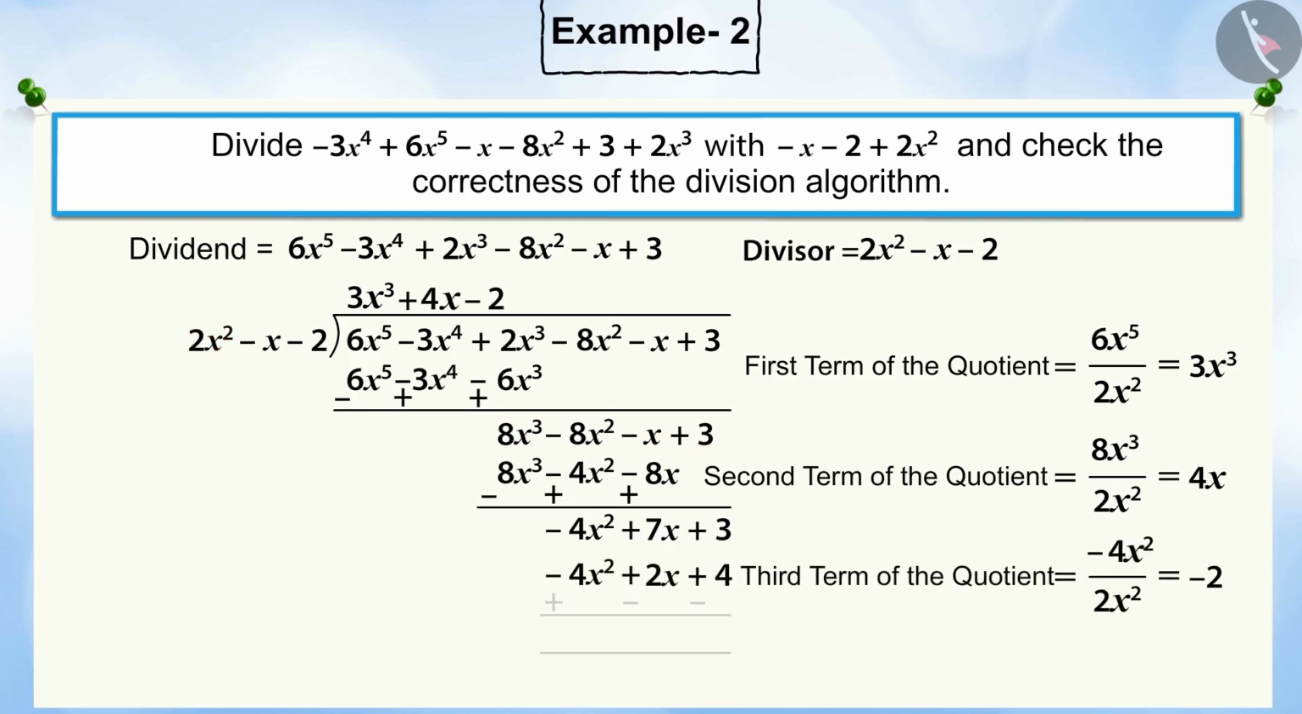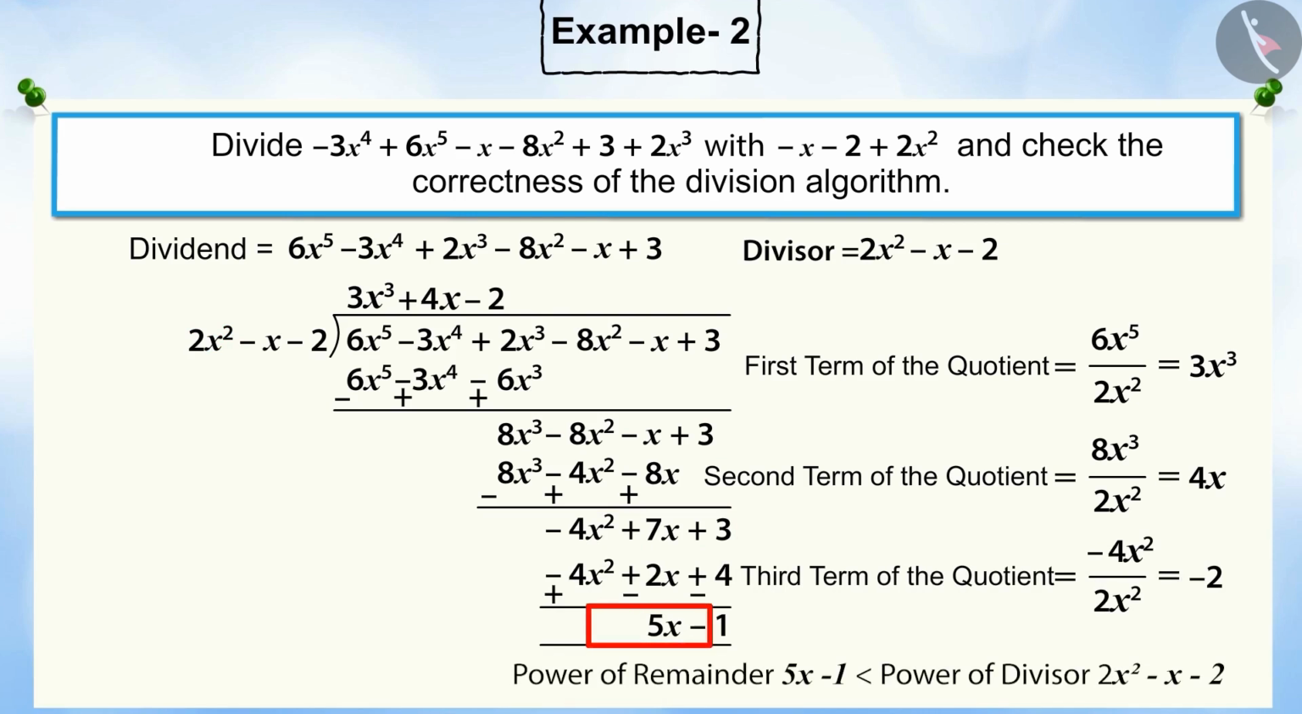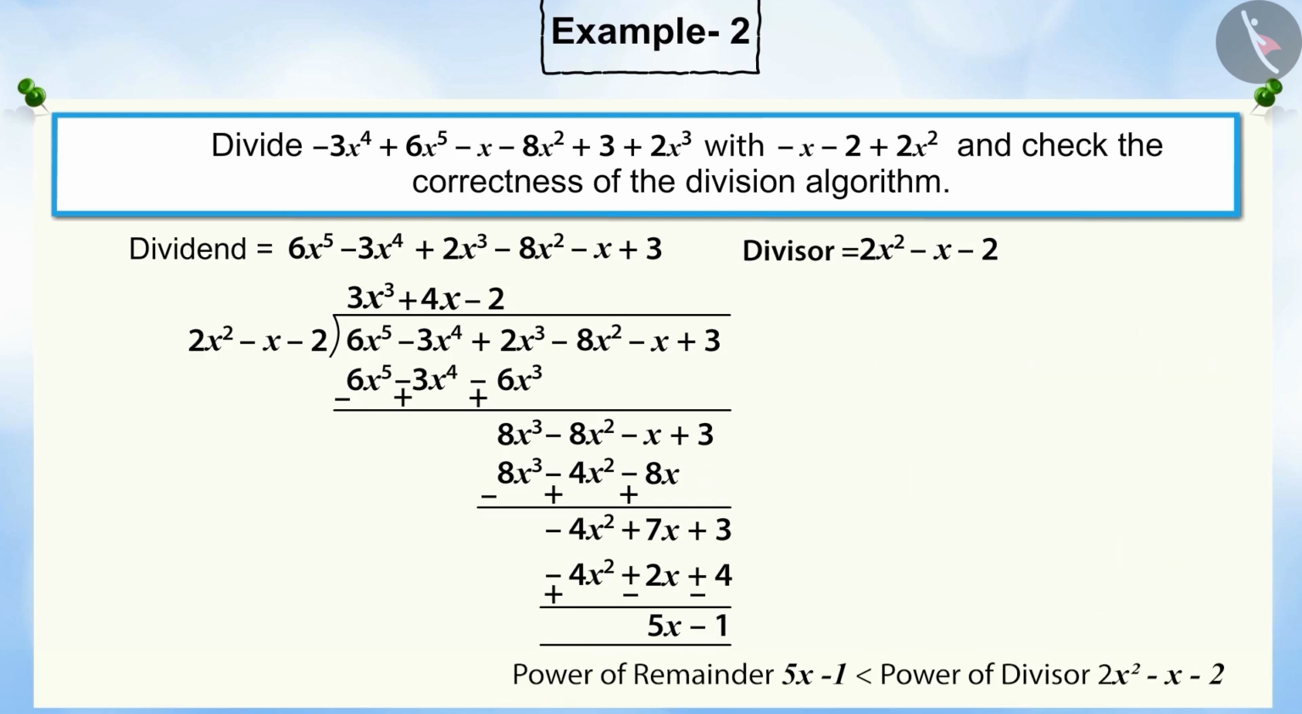Now, perform the division process with the remaining terms, minus 4x square plus 7x plus 3. Now, the power of the remaining term in 5x minus 1 is less than the degree of the divisor. Therefore, we cannot proceed with the process of division. After the division process, we get 3x cubed plus 4x minus 2 as the quotient and 5x minus 1 as the remainder.